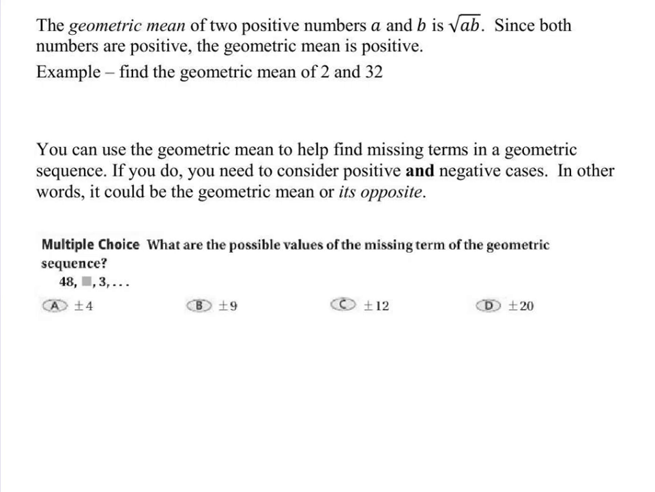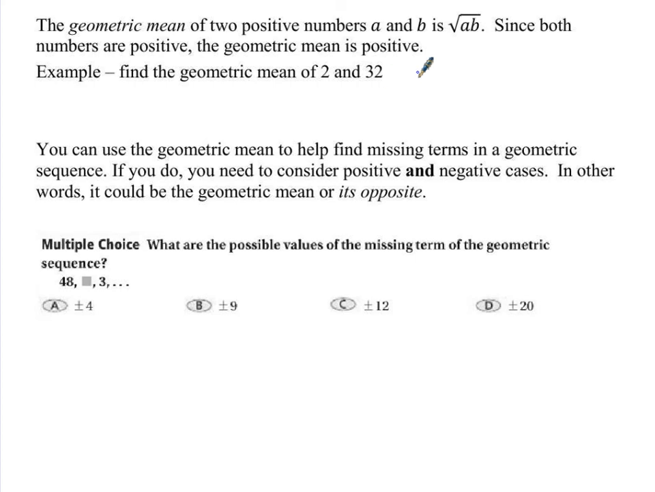So back to the geometric mean. The geometric mean of two positive numbers A and B, why do they have to be positive? You can't take the square root of a negative number, that's right. So they both have to be positive, and then I multiply them together, and then I take the square root, and that gives me the geometric mean. Since both numbers are positive, the geometric mean is positive. To find the geometric mean, multiply the two numbers together, take the square root.